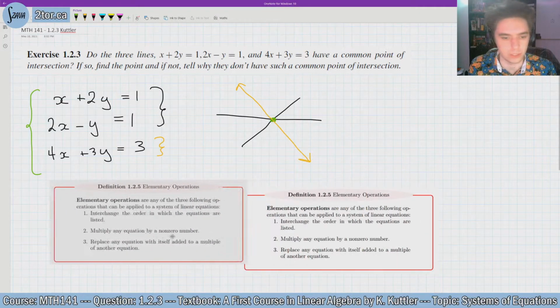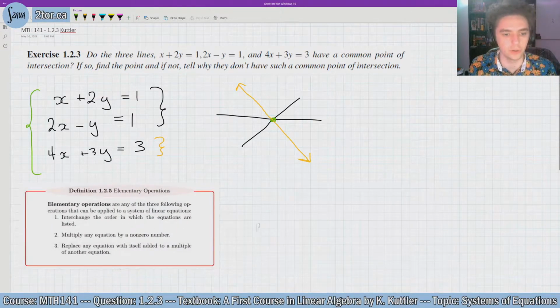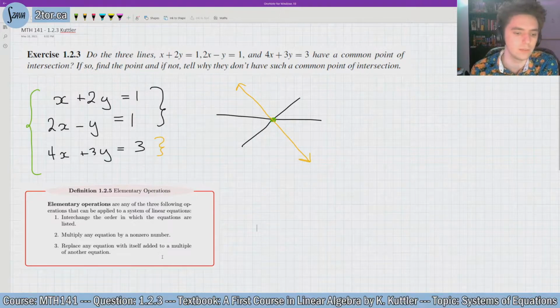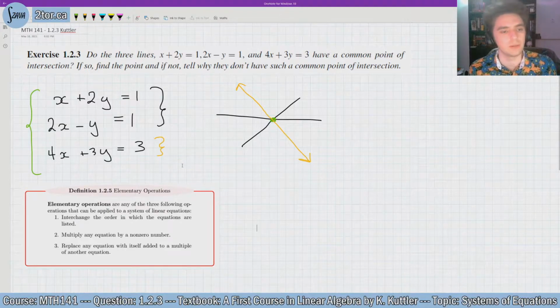So the elementary operations are: interchange the order in which the equations are listed, multiply any equation by a non-zero number, and replace any equation with itself added to a multiple of another equation. So when we're just using the elementary operations, we want to try to figure out a better way of doing this. If you think about it, do the first two lines have a point of intersection? If they do, then the third line has to also go through that point. If that third line also goes through that point, then that's the solution to the whole system of three equations.